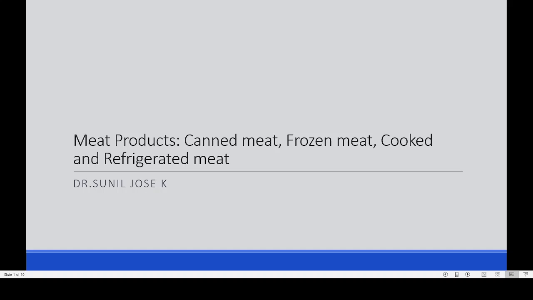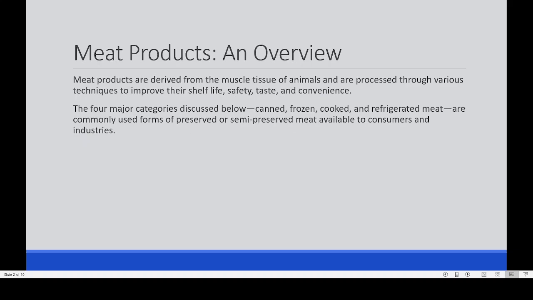So in the case of meat products, we have to study about four items: canned meat, frozen meat, cooked and refrigerated meat. These are the three different types of products which will be introduced to you in your syllabus. The first one is about the meat products, which are derived from muscle tissue of animals. Most of the time they are taken from buffalo meat, cow meat or goat meat or also chicken meat. These are the different categories of meat which are usually used for meat products.